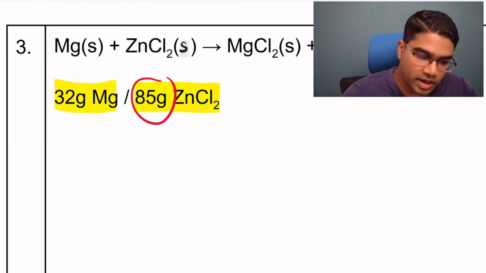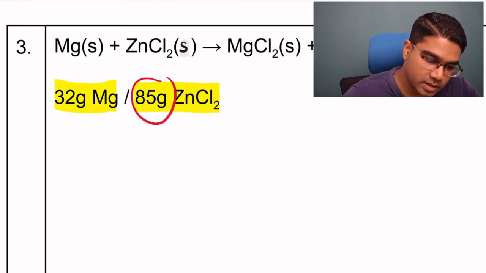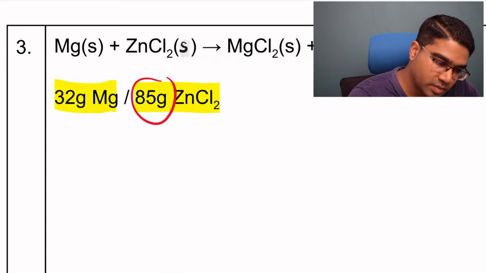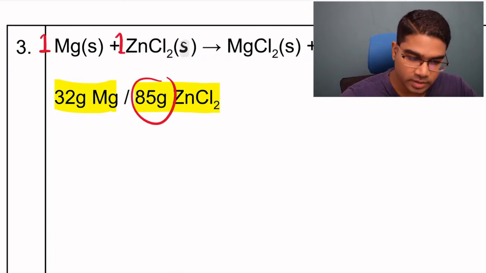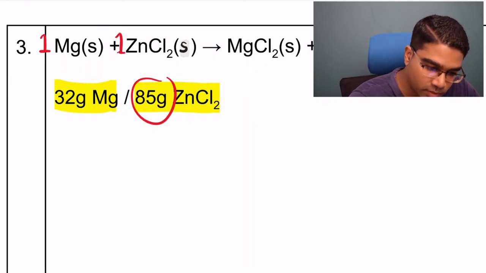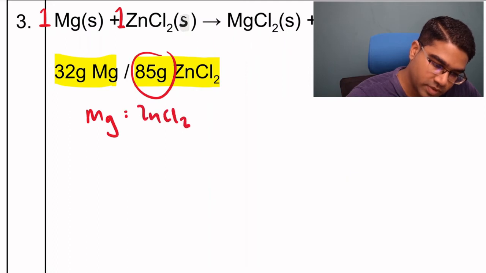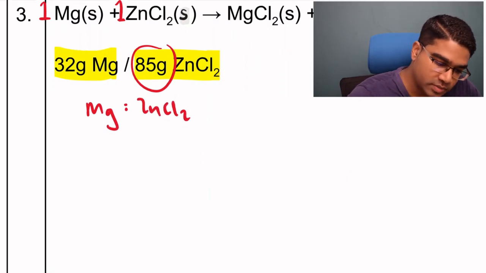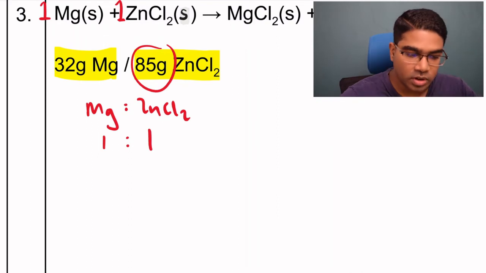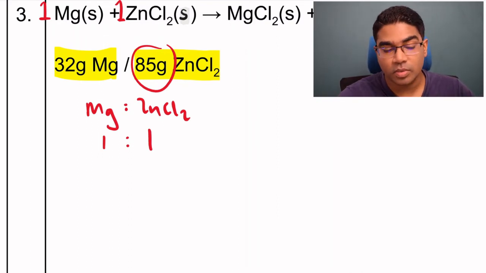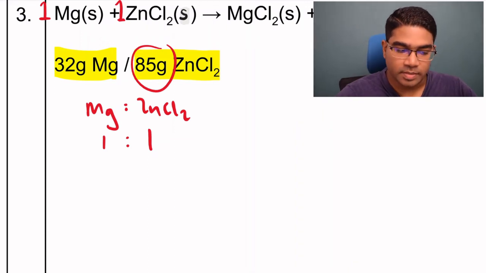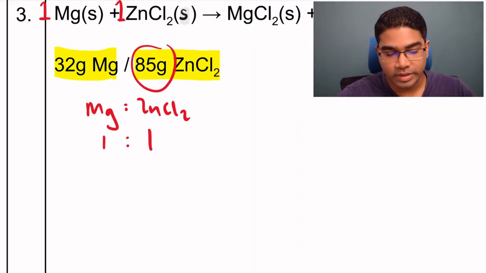So here we have magnesium and zinc chloride. The mole ratio is 1 to 1. There's no number in front, which means it is 1 to 1. So the mole ratio of the reactants, magnesium to zinc chloride, is 1 to 1. 1 mole of magnesium will react completely with 1 mole of zinc chloride. Again, we cannot use the mass, we need to use moles. So let's find the moles.